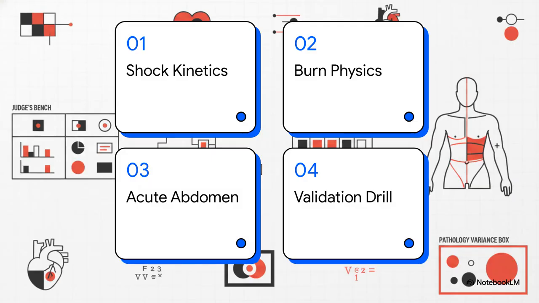Here's our roadmap for the session. First up, shock kinetics and hemodynamics. Second, burn physics and resuscitation. Third, acute abdomen and trauma. And finally, we'll wrap things up with a mandatory validation drill. Let's get right to work.